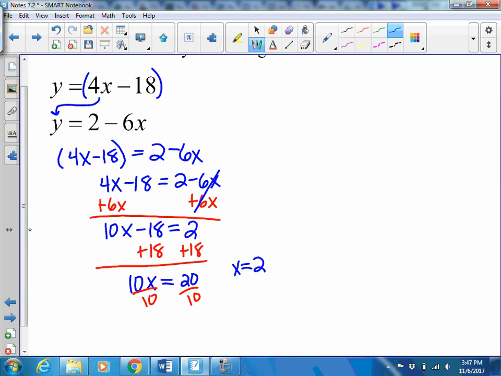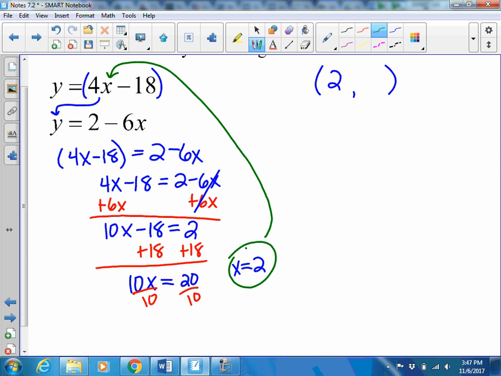Okay, so remember, your answer is an ordered pair. So I got the 2 for the x coordinate. You're going to take 2, and I'm going to come back up here to the first equation and plug it in. Now, it doesn't matter which equation you plug it in for, but I'm going to go back to the first. So when I do that, I'm going to have y equals 4 times 2 minus 18. And then I just simplify. 4 times 2 is 8. 8 minus 18 is negative 10. So my solution to the system is 2, negative 10.